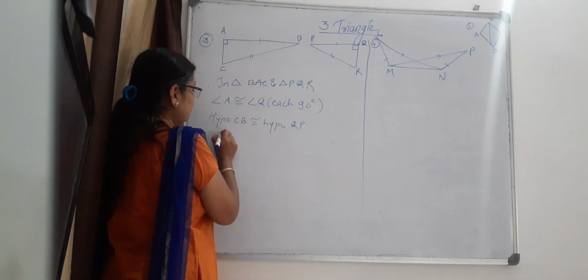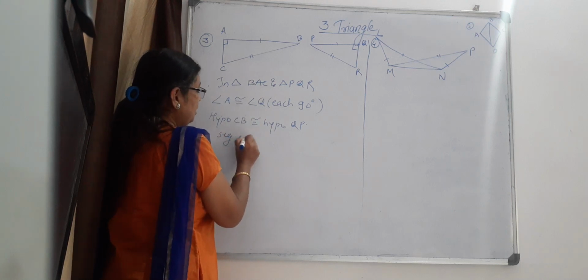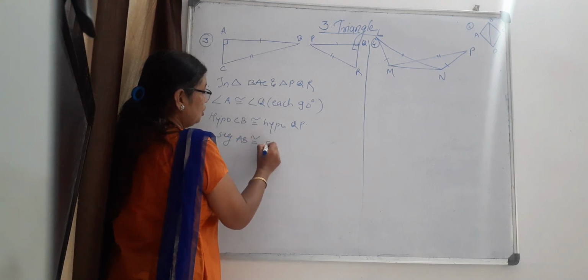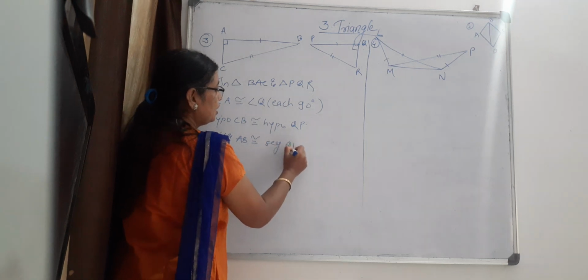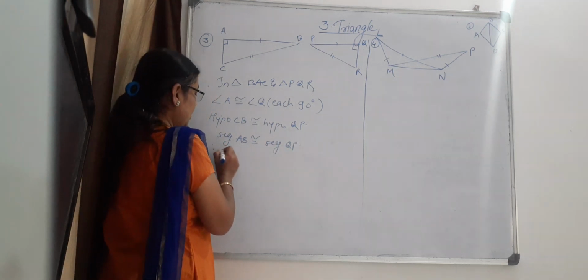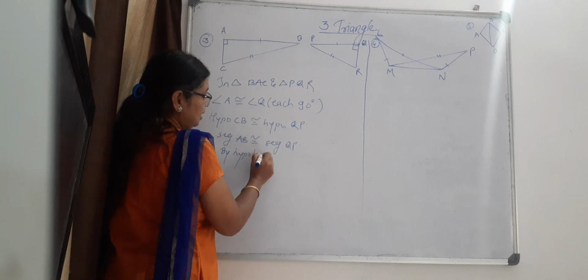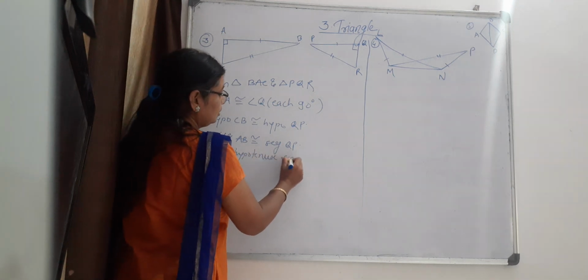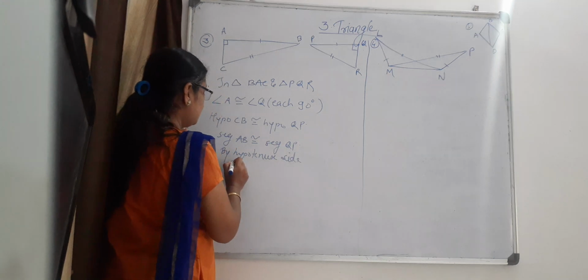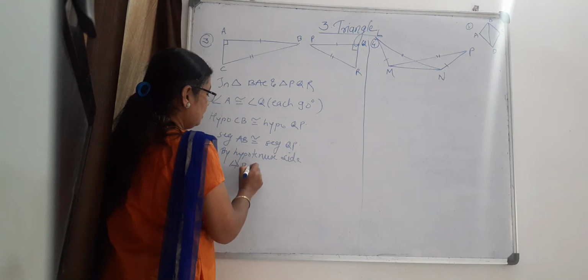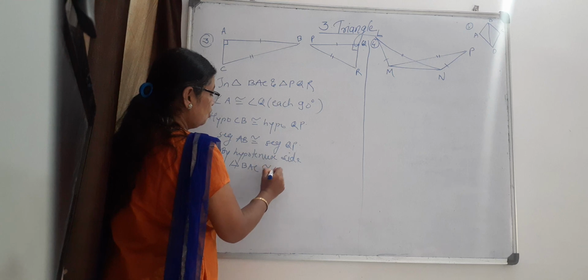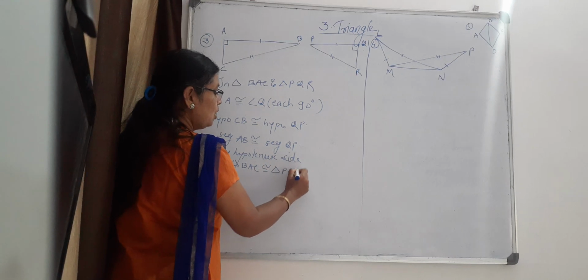Then again what is given? Segment AB is congruent to segment QP. It is given. Therefore, by which test? By hypotenuse side test, these two triangles are congruent. Which triangles? Triangle BAC is congruent to triangle PQR.